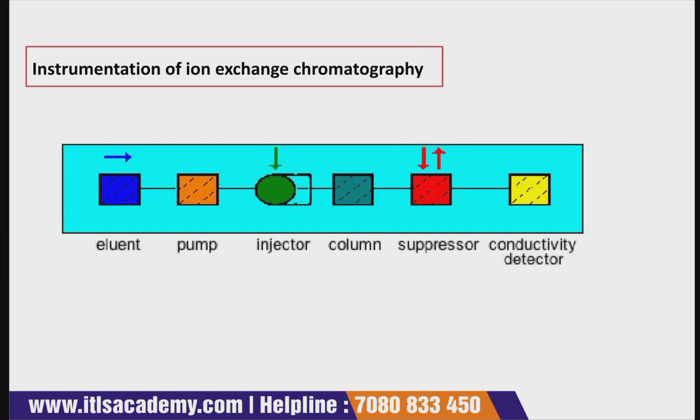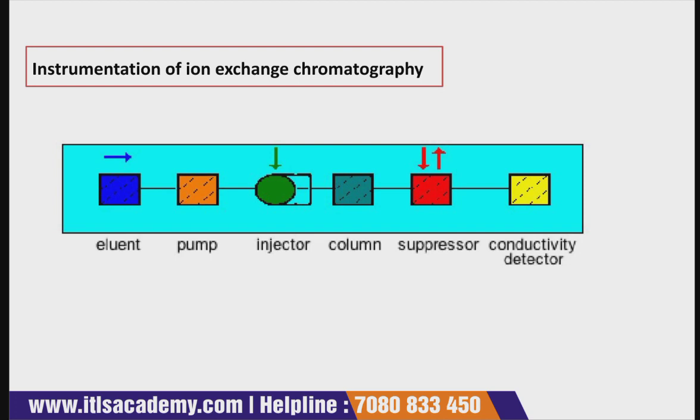So let us understand what a pump is. In ion exchange chromatography, the pump is considered the most important component in the system, which has to provide a continuous flow of eluent through the IC injector, column, and detector. So this is the most important component of IC, that is ion chromatography.